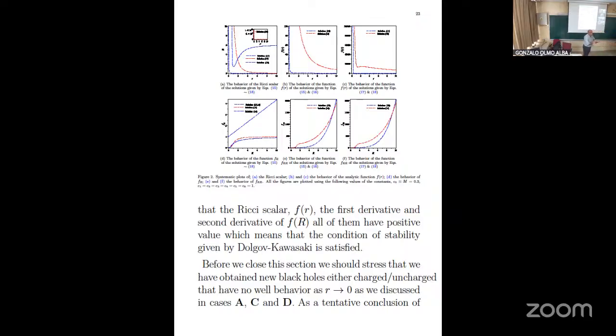We have no issues with their behavior, either f(R) or its first and second derivatives, which have a positive pattern. Okay? So this is a satisfactory solution. So what about thermodynamics? Let us discuss the thermodynamics of this solution.